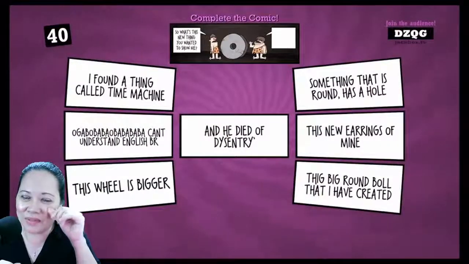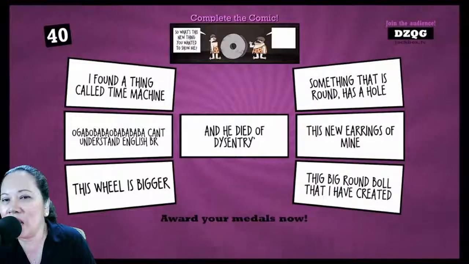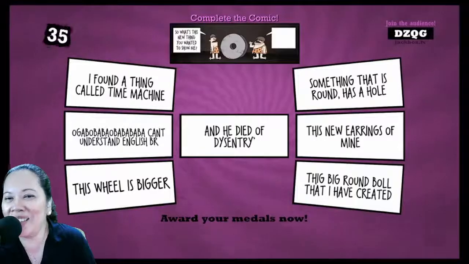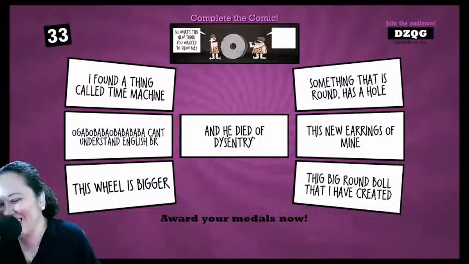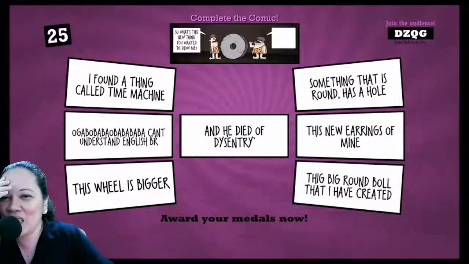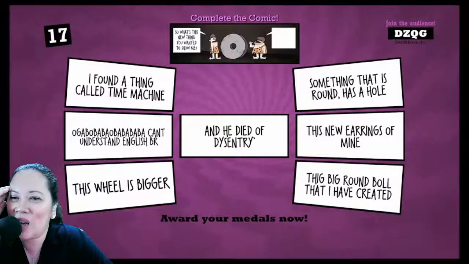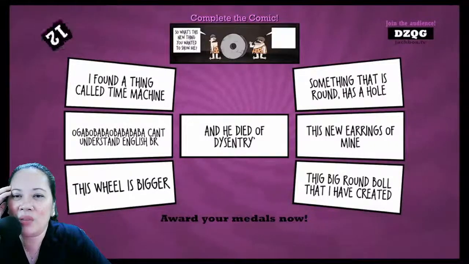Time to take a look. You get 3 medals to award to your top 3 quips. Okay, give out your gold, silver, and bronze medals now. I found a thing called time machine. Uga, buba, can't understand English. This wheel is bigger and he died of dysentery, sorry. Something that is round has a hole. This new earrings of mine, the big round ball that I have created.